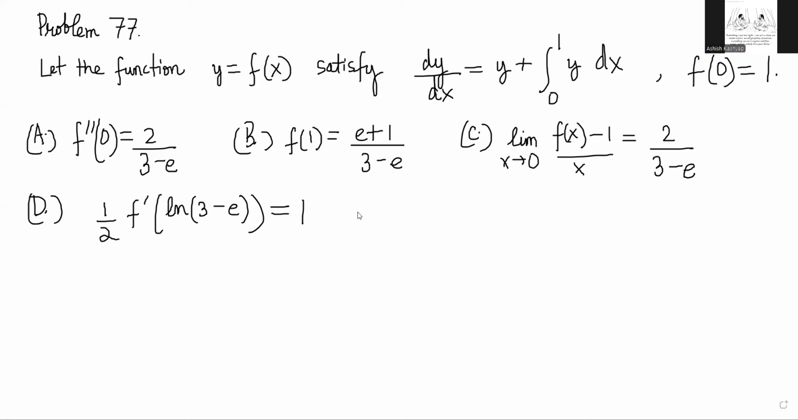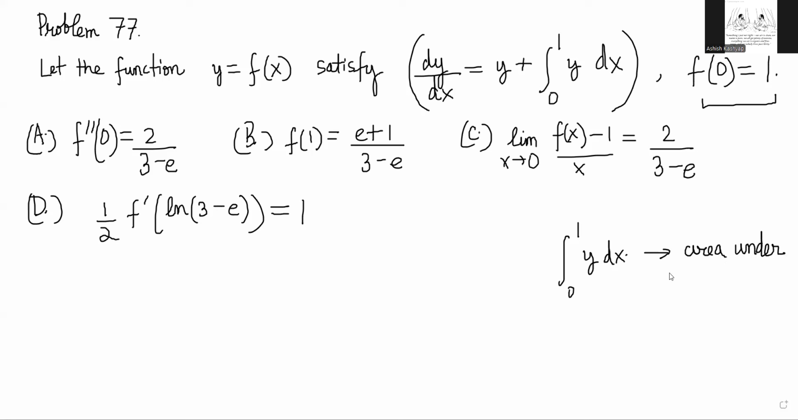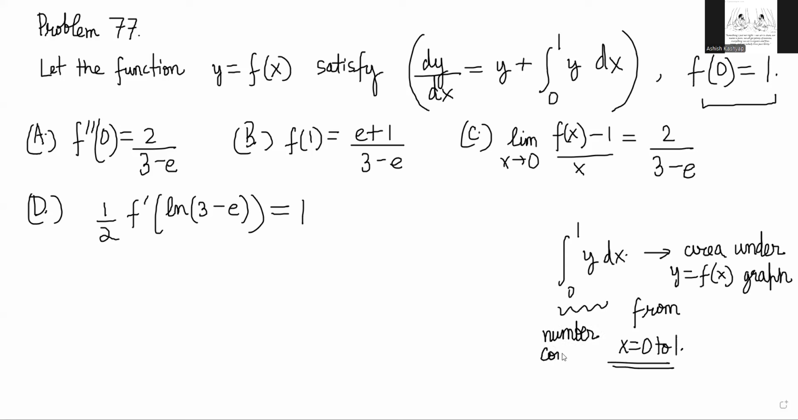It is given that f of 0 is 1. So that is some information, and this relation is satisfied by the function, right? Now think about it. Whenever I say integral 0 to 1 y dx, technically you know that it is the area under y is equal to f of x graph from x goes from 0 to 1, right? So this area value will be a constant. It will be some number, right? It will be a constant number. So it is not a function. That's what I mean to say.